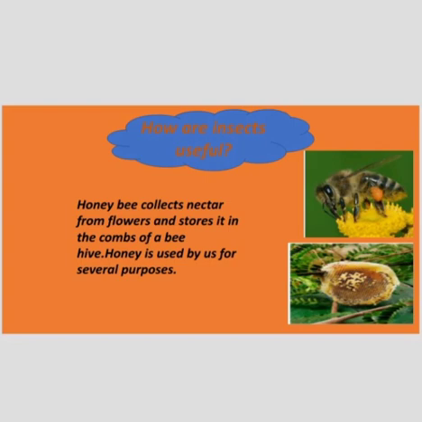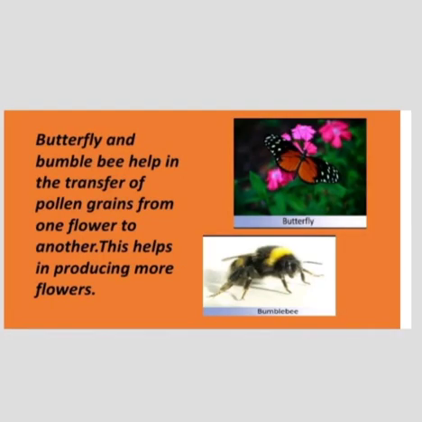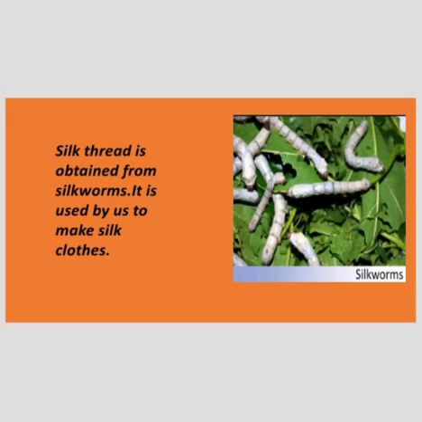Next point is, how are insects useful? Honeybee collects nectar from the flowers and stores it in the combs of a beehive. Honey is used by us for several purposes. Butterfly and bumblebee help in the transfer of pollen grains from one flower to another. This helps in producing more flowers. Silk thread is obtained from silkworms. It is used by us to make silk clothes.